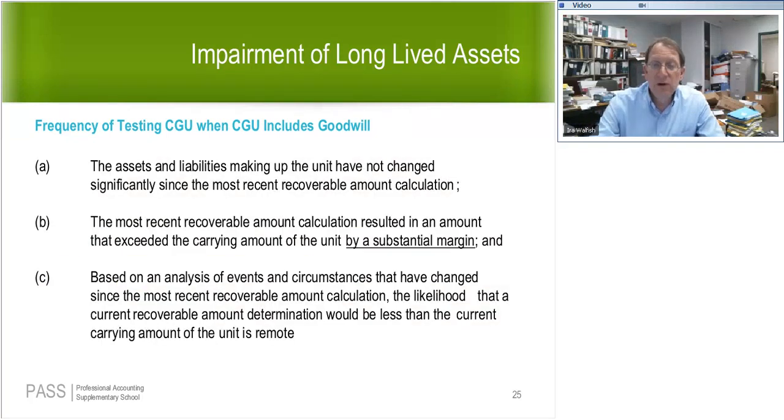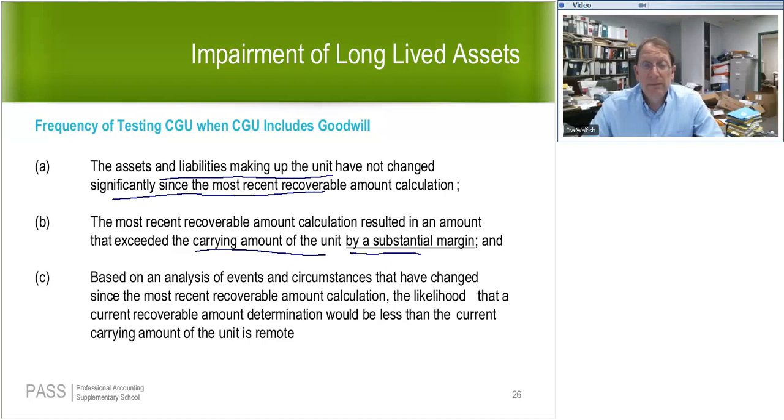If I have goodwill in my group, I can get out of testing it if, check out the 3 points: The assets and liabilities making up the unit have not changed significantly since the most recent recoverable amount calculation. The most recent recoverable amount resulted in an amount that exceeded the carrying amount by a substantial margin, so even if I had to write down goodwill a little bit, it wouldn't hurt me. And there's been no change in events or circumstances.